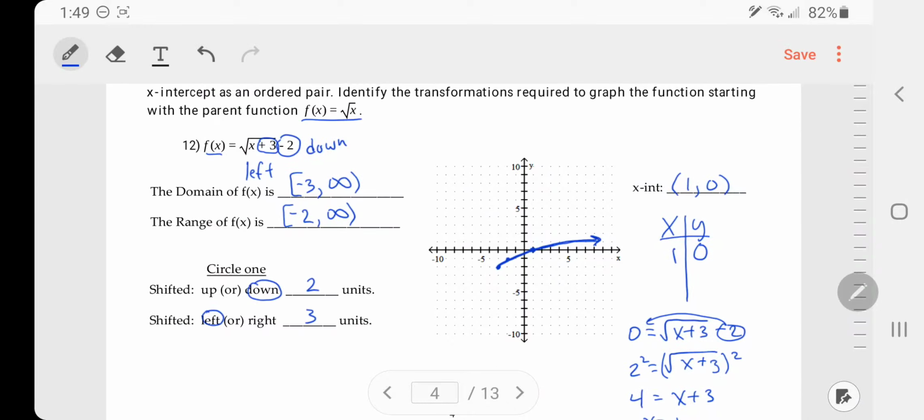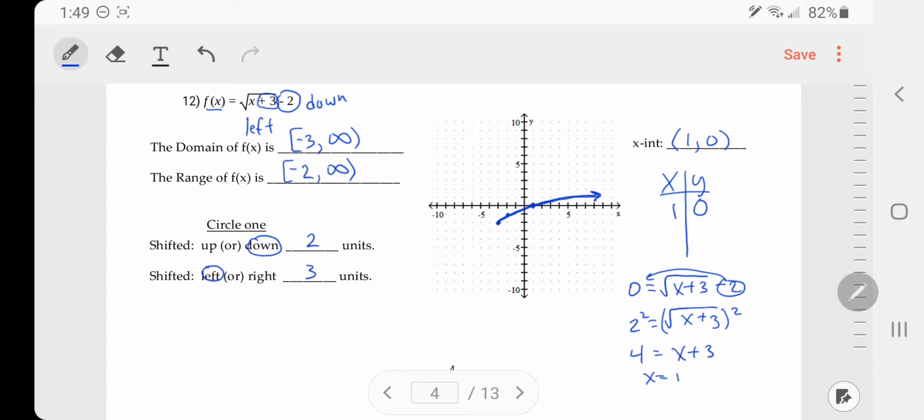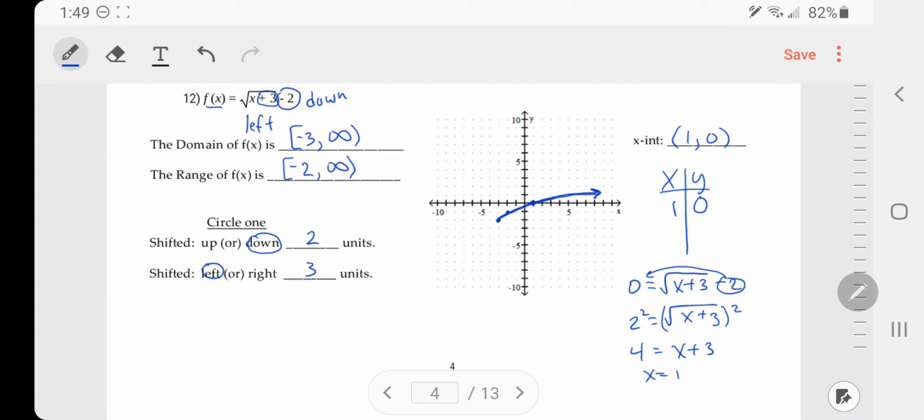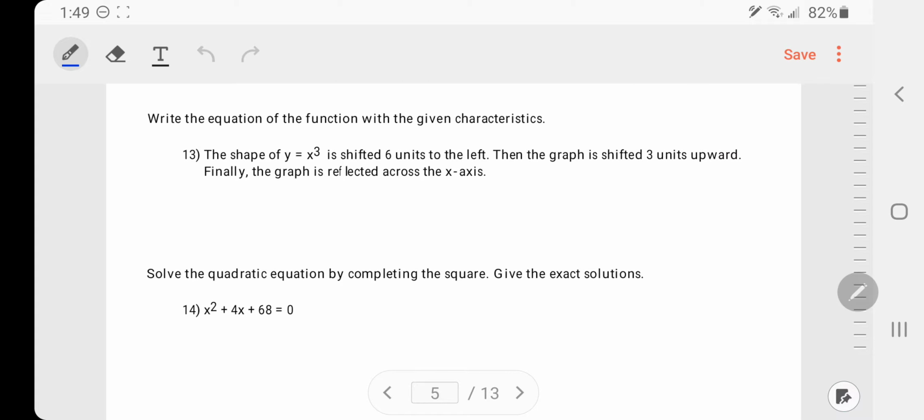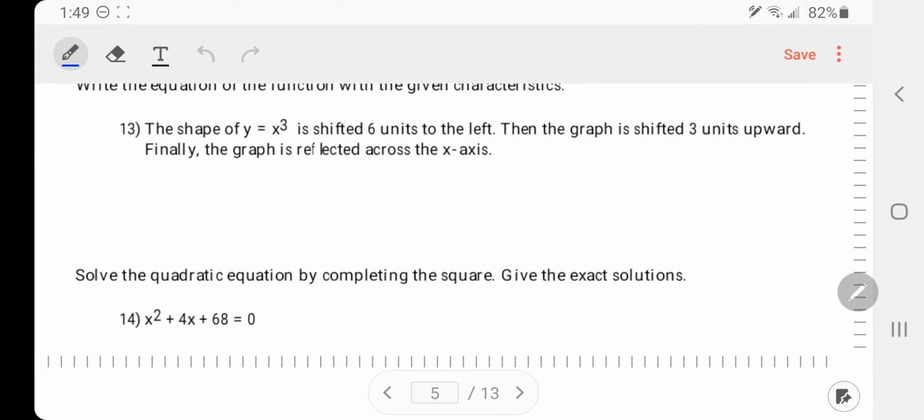And let's see if I can shrink that all down so you can get a good look at that. That's number 12, and that is the end of page 4. Next page. Problem number 13.